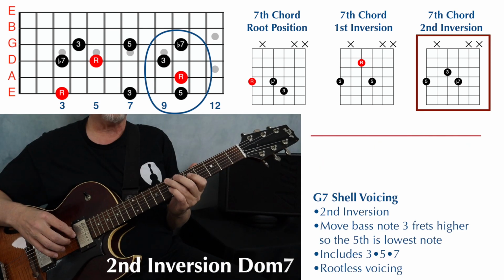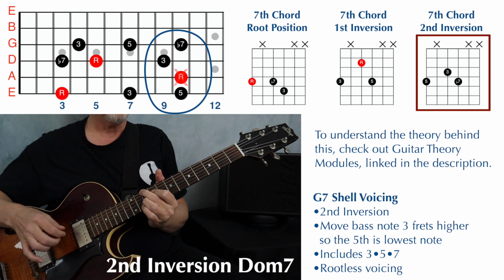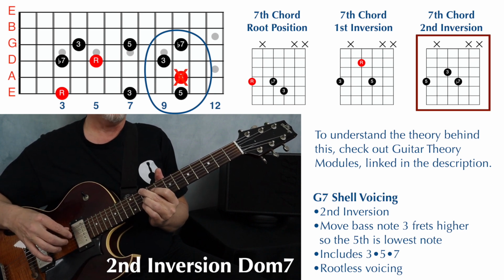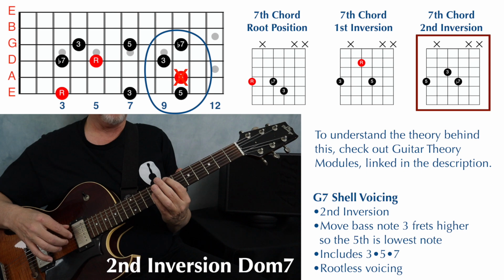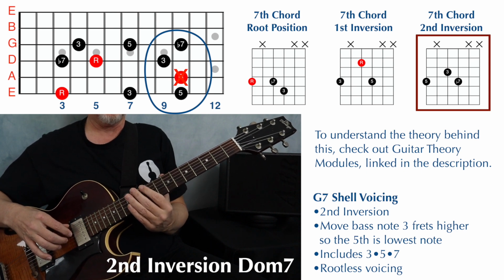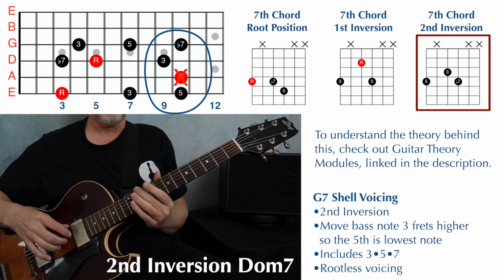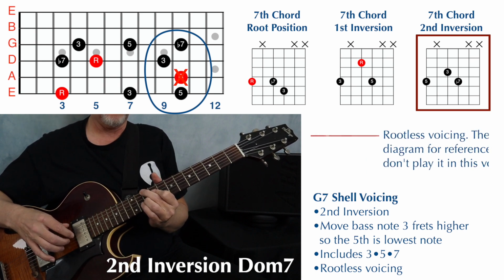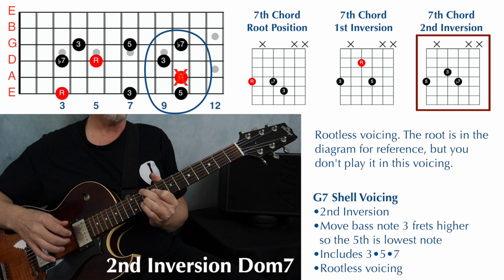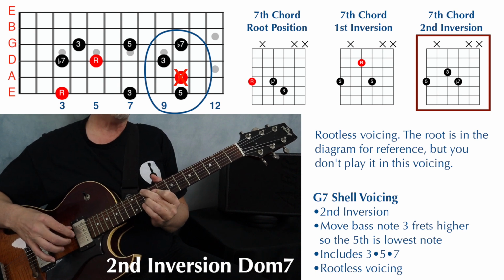So let's take a look at the second inversion 7th chord. Now we have the 5th as the lowest note, and this 5th is a minor third higher than the 3rd of the chord. So we play this 3 half steps, or 3 frets higher than the 3rd of the chord. There's our 5th. And this shell voicing includes the 5th, the 3rd, and the 7th. So this is a rootless voicing.